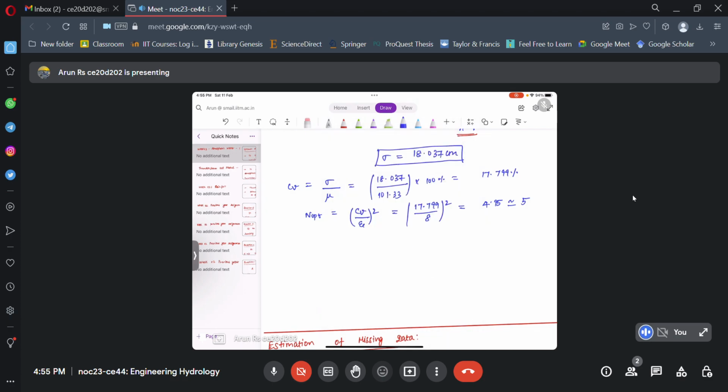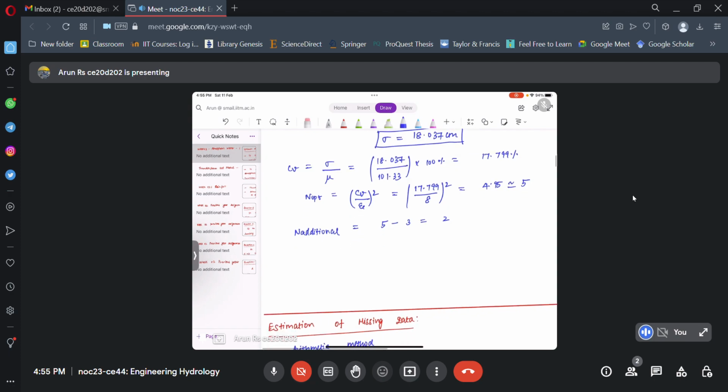Then for the second part, you have been asked to find the additional number of stations. N additional is equal to N optimal minus the number of stations that already exist. So you have 5 minus 3, which is 2 stations. This is the additional number of stations required. Now we need to find N recording, the number of recording rain gauges. That is 10% of N optimal, which is 0.5. So let me write like this.